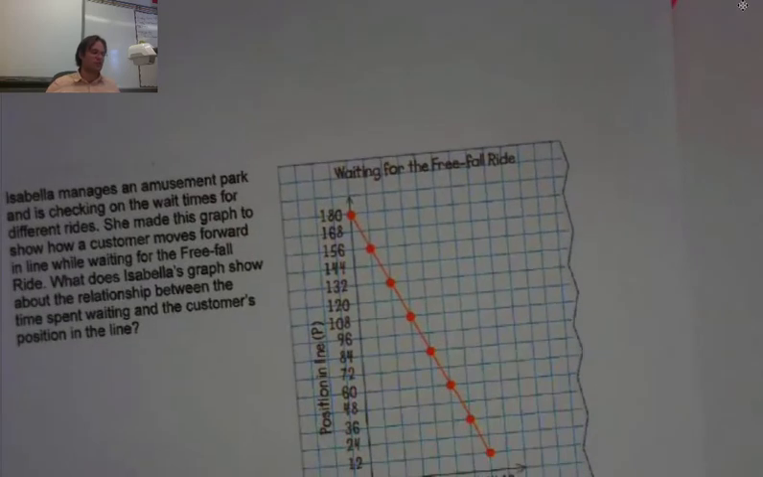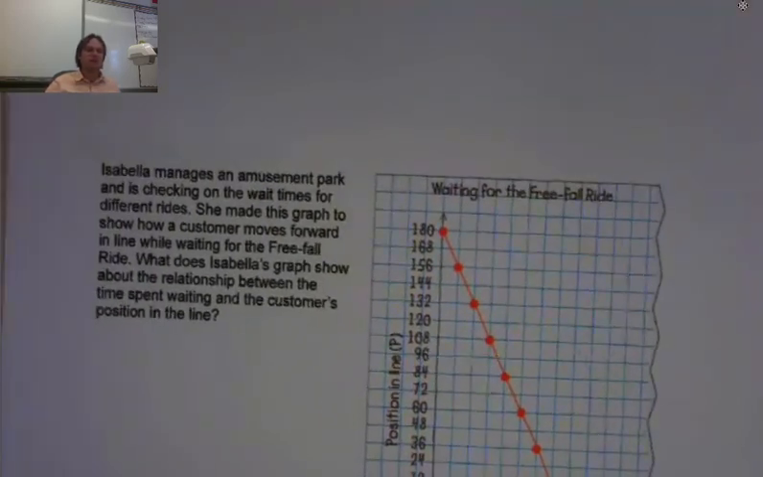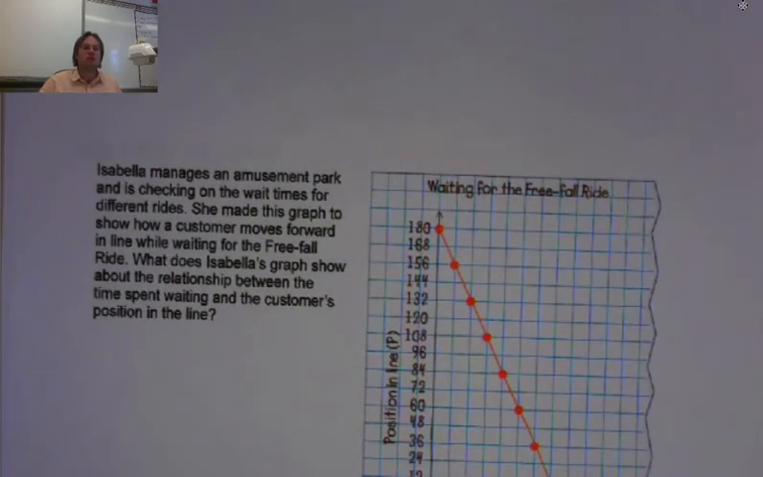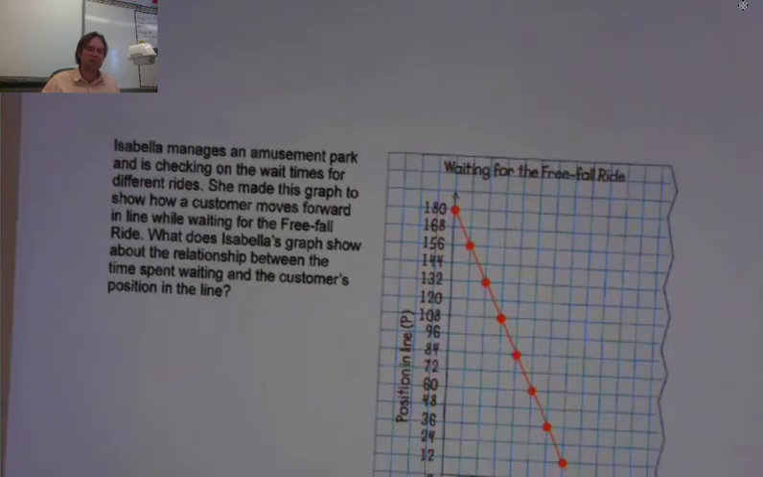All right, let's take a look at our last question here. It says, Isabella manages an amusement park and is checking on the wait times for different rides. She made this graph to show how a customer moves forward while waiting in line for the free fall ride. What does Isabella's graph show about the relationship between time spent and the customer's position in line?